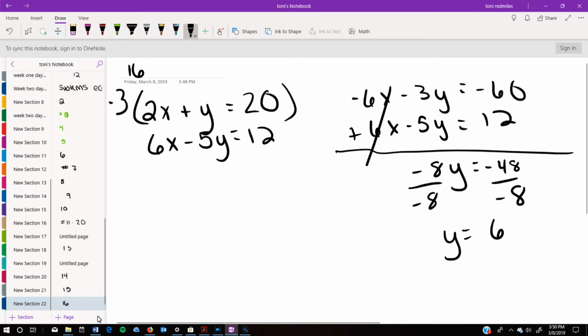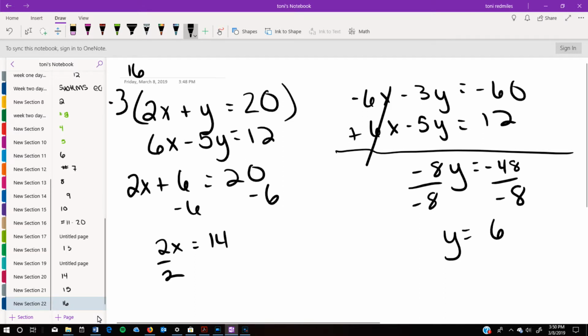All right, so I have my y value. I'm going to go ahead and put it in the top one, though I really don't think it matters again. Subtract 6 because it's being added to the 2. Divide by 2 because it's being multiplied to the x, and I get 7. So my coordinate point of intersection is 7 and 6.